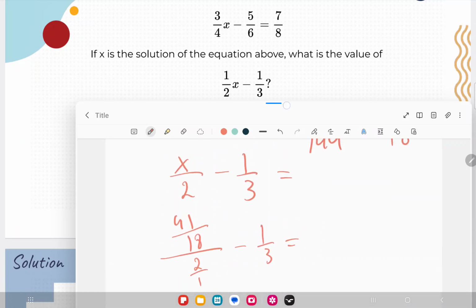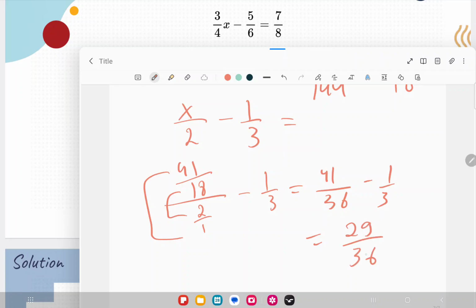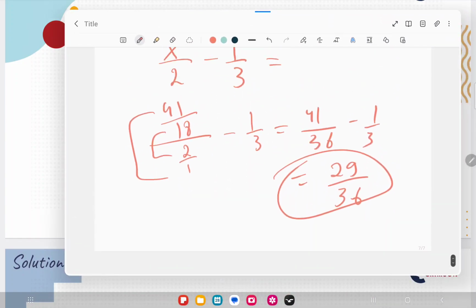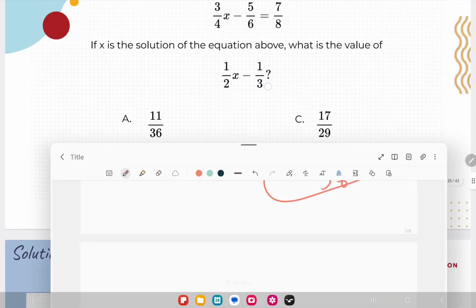So I can do it far by far, near by near. 41 over 18 times 2, which is 36, minus 1 over 3. I will end up with minus 1 over 3, 29 over 36. So 29 over 36, I would end up with D.